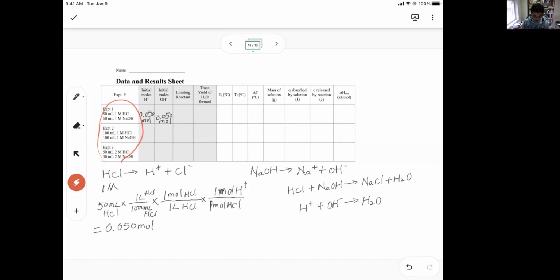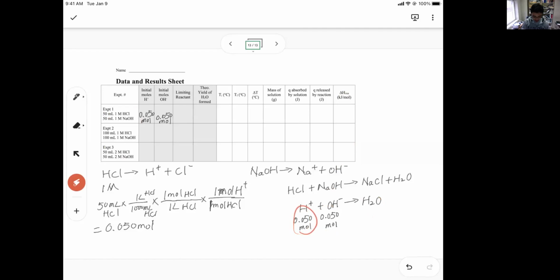All 3 of them have the same net ionic equation. Okay, so that will tell you something here. Limiting reactants. Okay, so we say that this one is 0.050 mole, 0.050 mole, right? So you treat each one of them separately to calculate how much water will be generated.